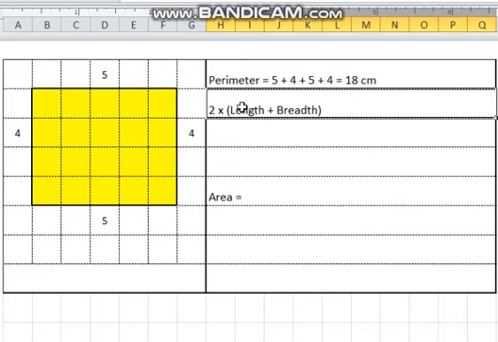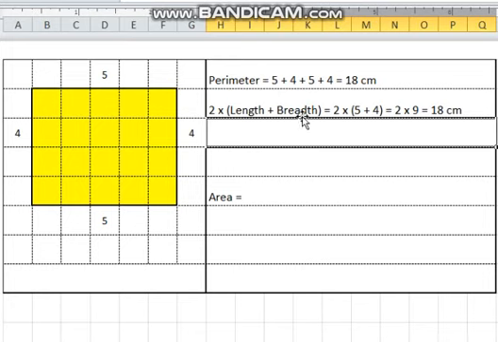You can do it like this also: 2 times, in the bracket, the length plus the breadth. What is in the bracket, we do first, and after that we do the times. So if we use this formula, 2 times, open bracket, the length is 5 plus the breadth is 4, and you can see 2 times 9 is 18 centimeters. So this is how we find the perimeter.